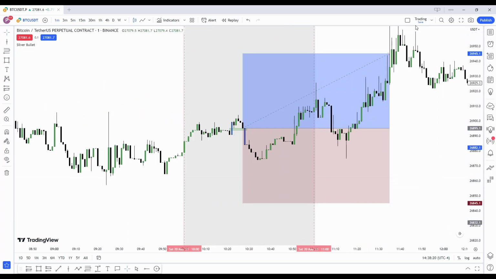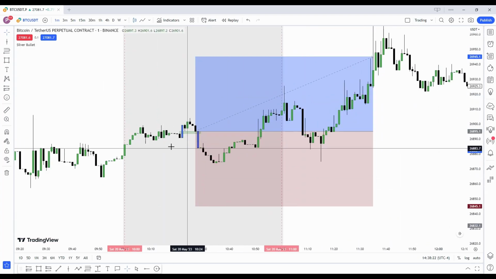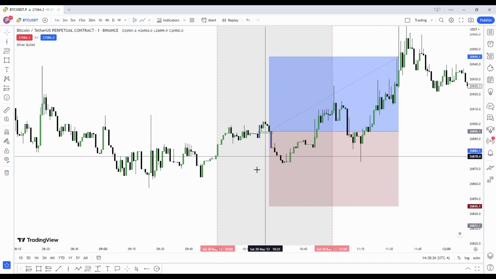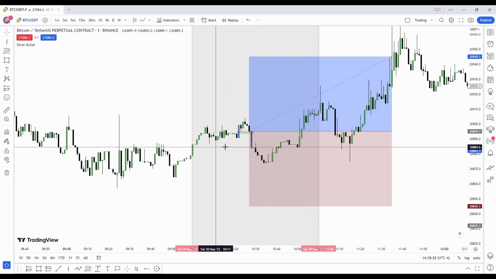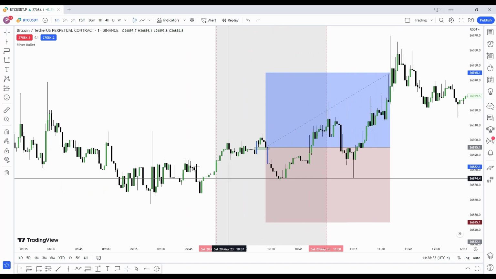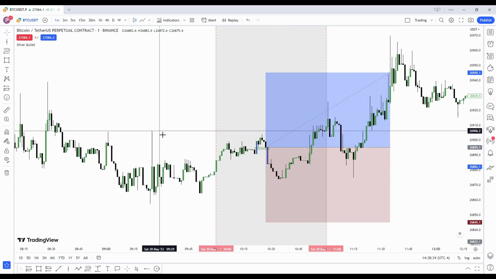So this is just me explaining my indicator and how it works. It calculates everything behind the scenes, right? So it's really easy to use. All you need to wait for is this confirmation, and then enter the trade based on it.